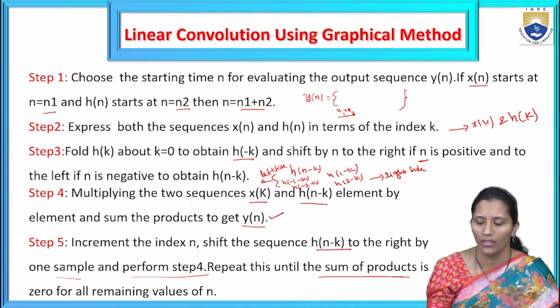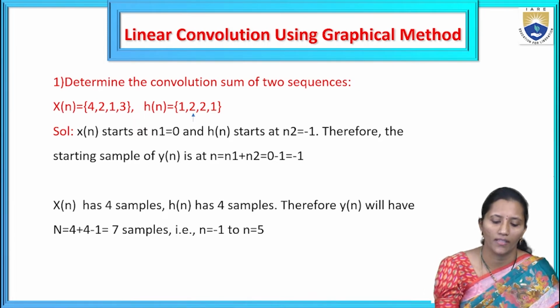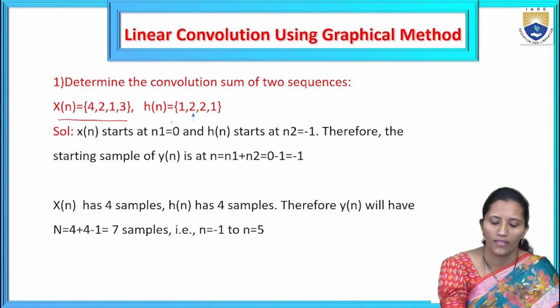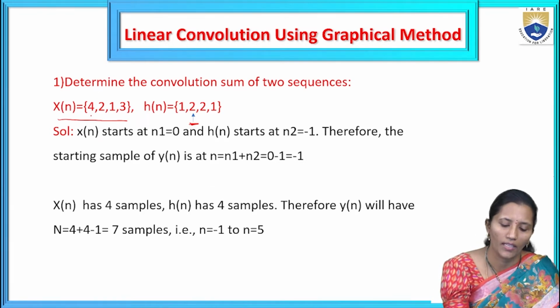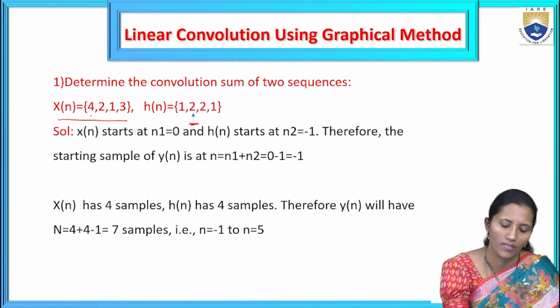We will see one example. Determine the convolution sum of two sequences using the graphical method. So here x of n is 4, 2, 1, 3. The sequence x of n is 4, 2, 1, 3. h of n is 1, 2, 2, 1. This arrow mark indicates the 0th sample of h of n. If the arrow mark doesn't indicate, the starting index of the sequence is 0. So 0, 1, 2, 3.